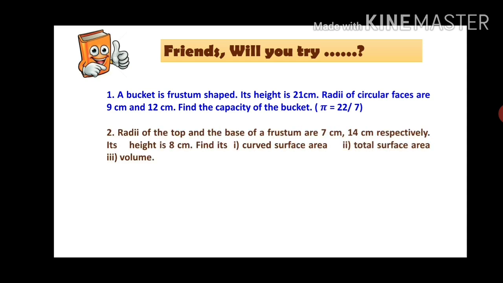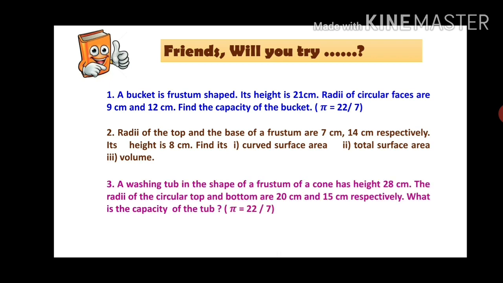Radii of the top and the base of a frustum are 7 cm, 14 cm respectively. Its height is 8 cm. And find its curved surface area, total surface area and volume. Third, a washing tub in the shape of the frustum of a cone has height 28 cm. The radii of the circular top and the bottom are 20 cm and 15 cm respectively. What is the capacity of the tub? Pi is 22 upon 7.